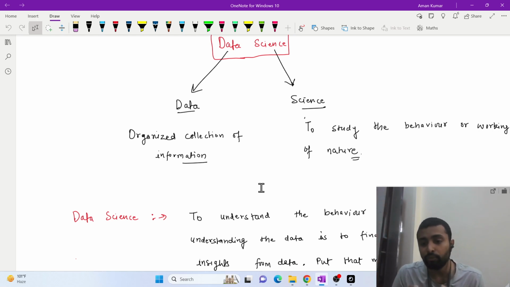So how was he able to come up with this gravitation concept? Just by understanding the behavior of gravitation, the behavior of any forces related to that. Okay, so that is the science. And it could be anything. It could be related to chemistry as well.